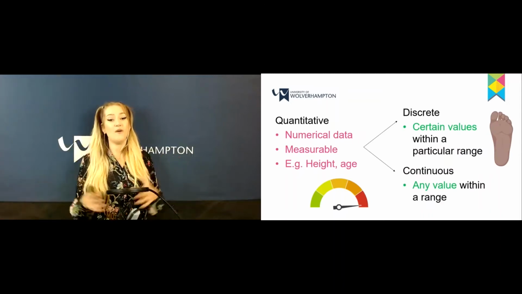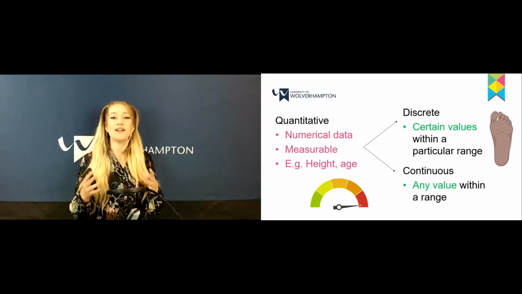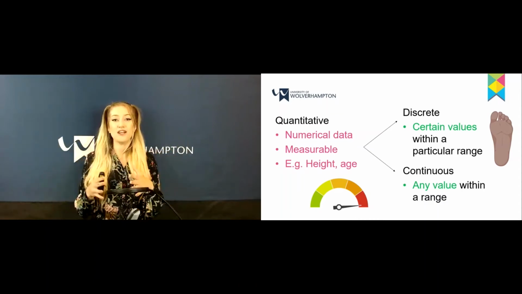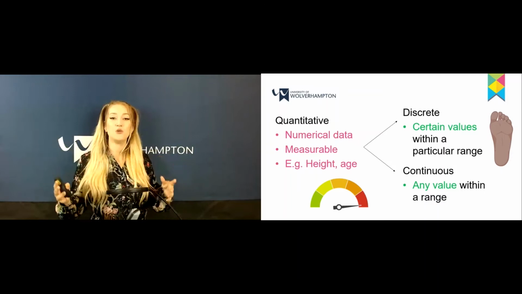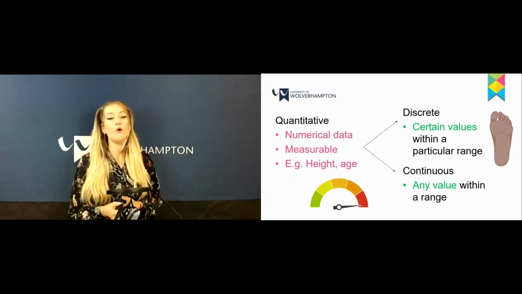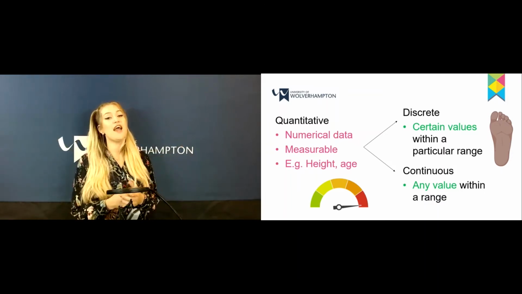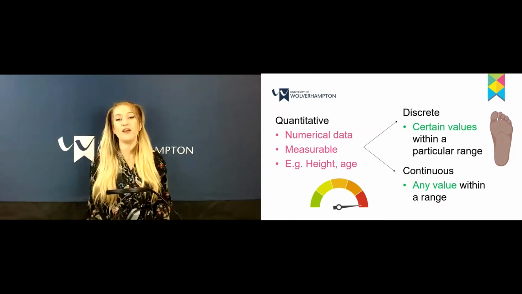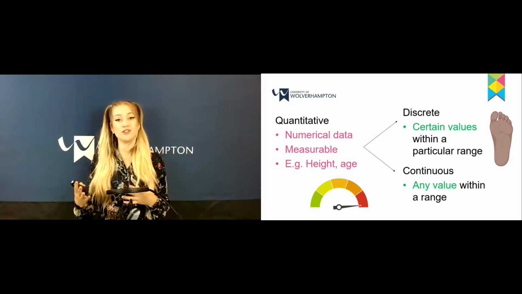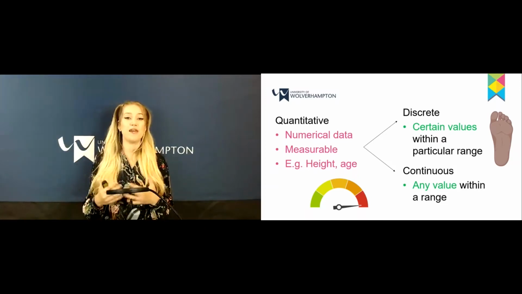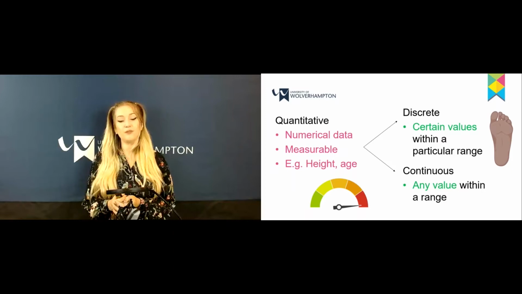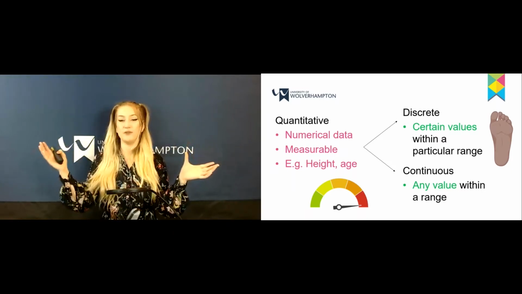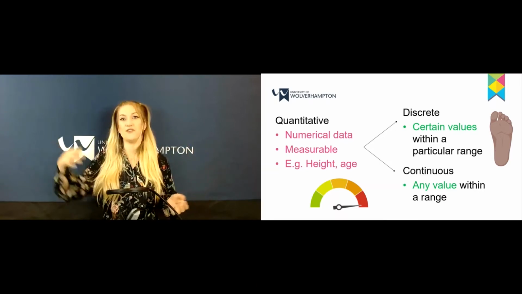Looking further now into quantitative data, we can break this down into two more sections. We can have our discrete data, which is certain values within a particular range, or continuous data, which is any value in a range. So if we take the human example again and we look at foot size, that would be a discrete value. You can have foot sizes on average going from size 3 to size 12, for example, but you can't have a foot size of 50.